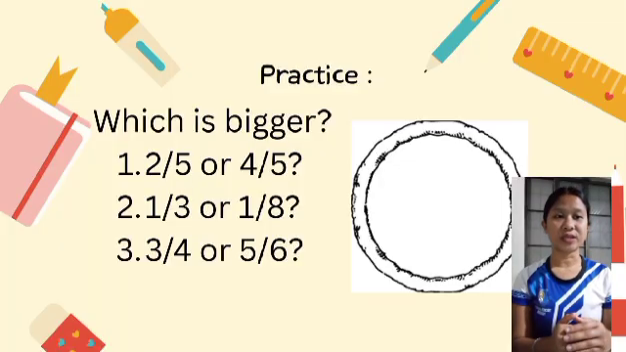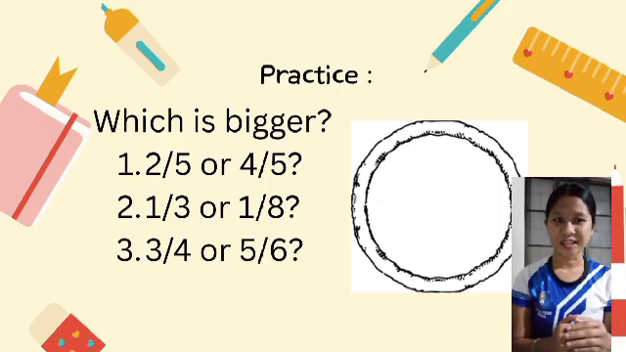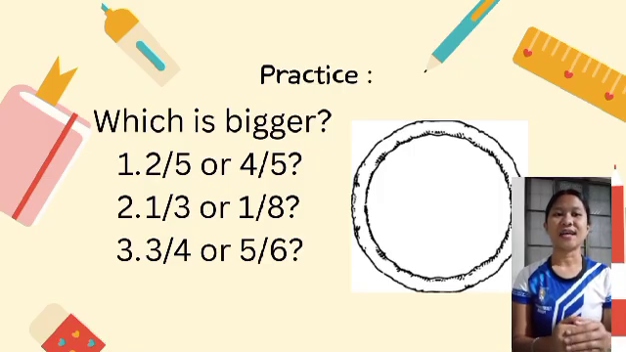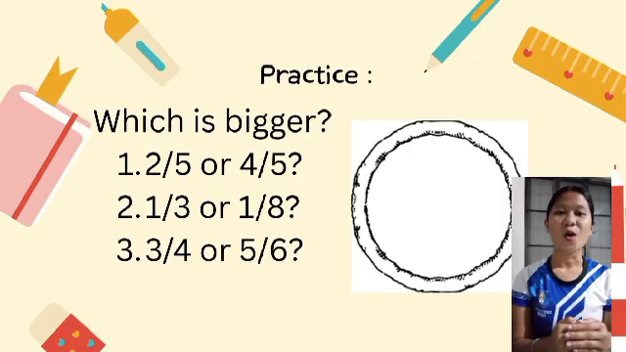Yes, very good. Since the numerators are the same, we look at the denominators. A smaller denominator means bigger parts. So 1/3 is bigger than 1/8. Let's try this last example. Which is bigger, 3/4 or 5/6?